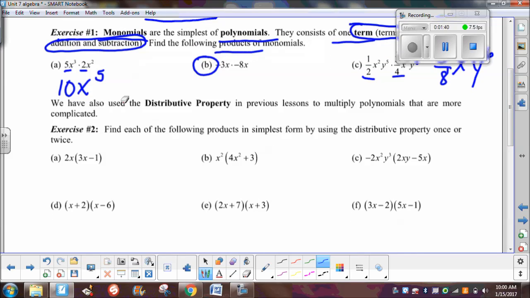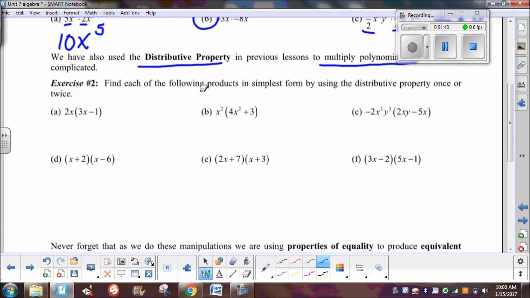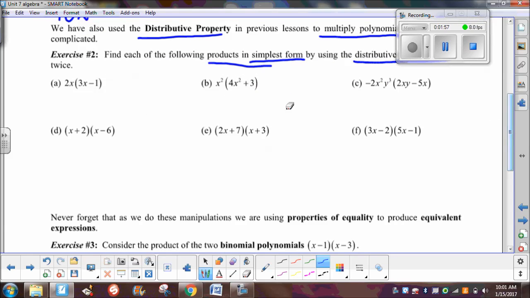It says we can also use the distributive property to multiply polynomials that are more complicated. So now we're going to take a look at the products, and we're going to get them into simplest form by using the distributive property. Right now I have 2x times 3x minus 1. So I'm going to distribute that 2x. 2x times 3x is 6x squared. Remember, you're multiplying, so you add those exponents. And we end up with negative 2x. These are not like terms, x squared and x, not like terms. That is in simplest form. All right, I'm going to leave you with B.